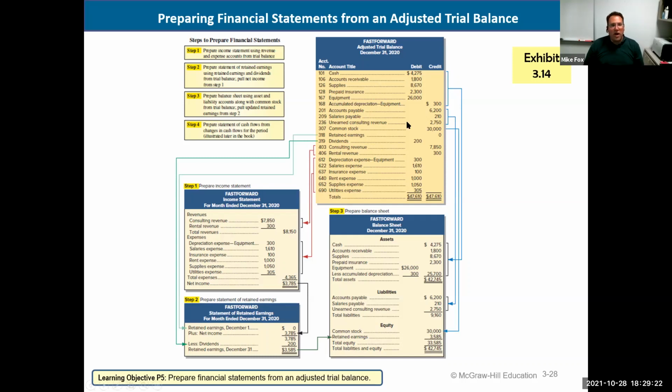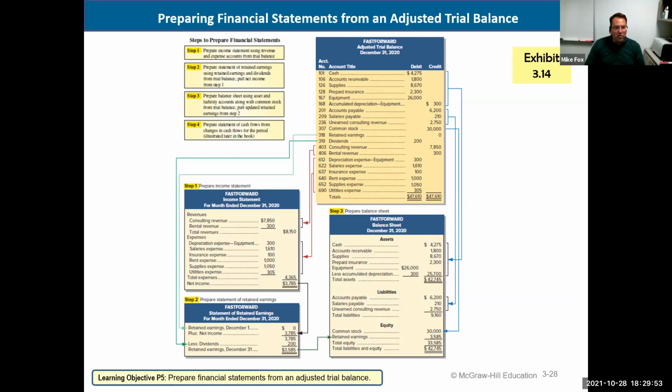What's nice about a trial balance is if this were old school and you were having to create financial statements, the trial balance gives you all the info you need to do that. It has the assets, the liabilities, the stockholders' equity, the revenue and expense accounts, and the dividend account all summarized in a single document. So the first thing we're going to do is prepare the income statement. That's our revenues minus our expenses, and that's going to give us our net income.